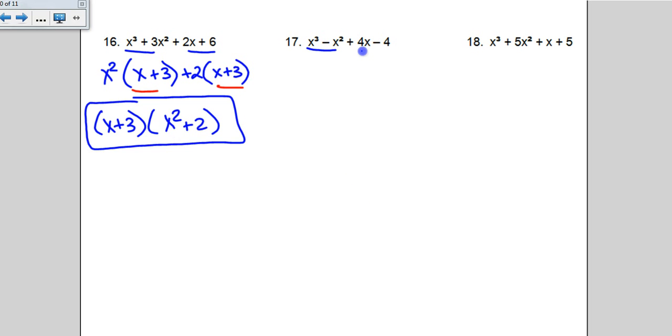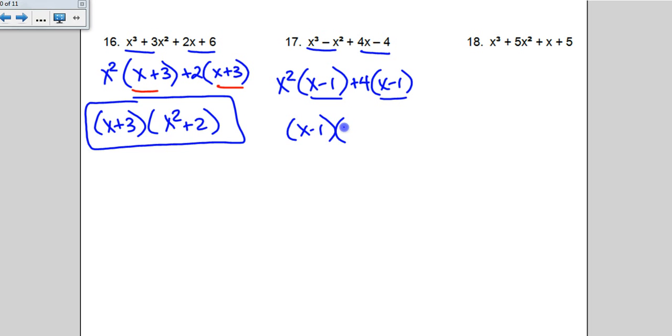Okay, my next problem, in my first group I can take out an x squared, and that gives me x minus 1. And then in my second group, I can take out a positive 4, which will leave me with, surprise, surprise, x minus 1. So our common term now is the x minus 1. And when I take that out, I'm left with an x squared plus 4. There's no difference of squares to continue the factoring, so we are done.